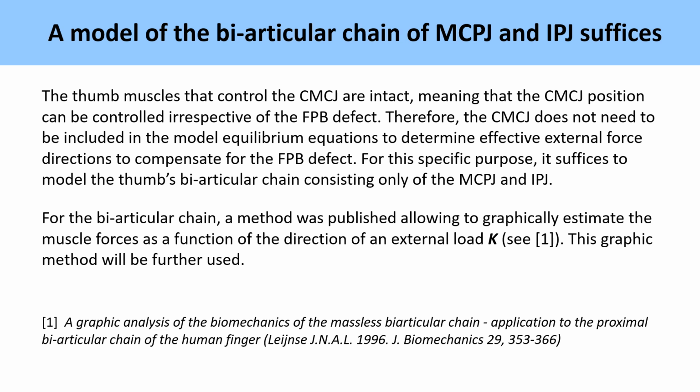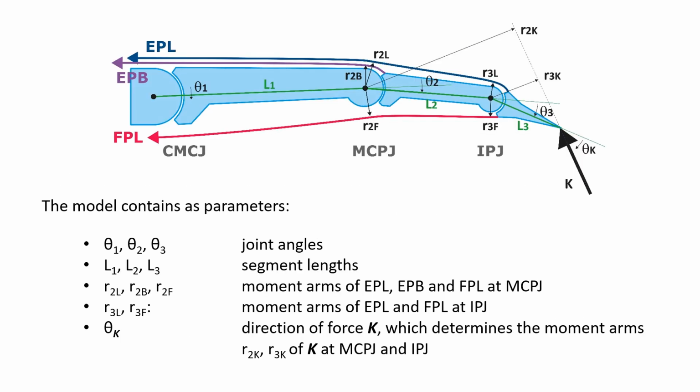For the biarticular chain, a method was published allowing to graphically estimate the muscle forces as a function of the direction of an external load K. This graphic method will be further used. The model consists of the thumb chain geometry and position in the P-plane, parameterized by the joint angles, the segment lengths, the moment arms of the tendons at the MCP and IP joints, and the direction of the external force K, which determines the moment arms of K at these joints.